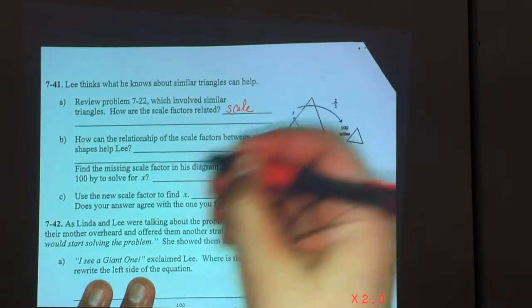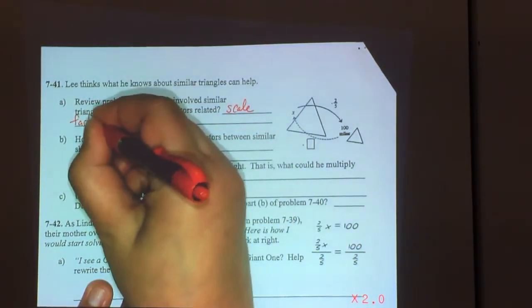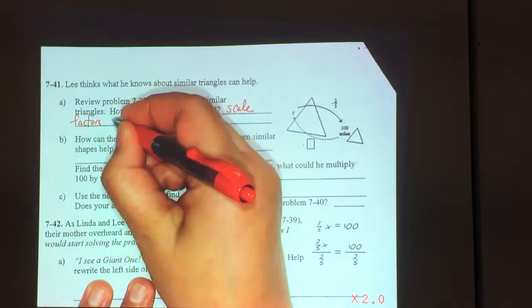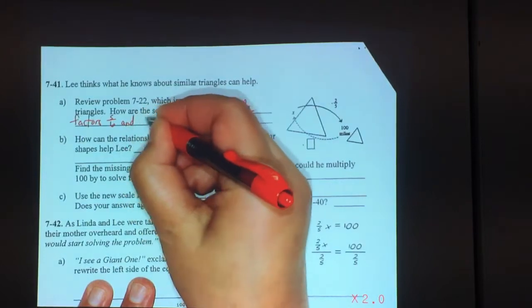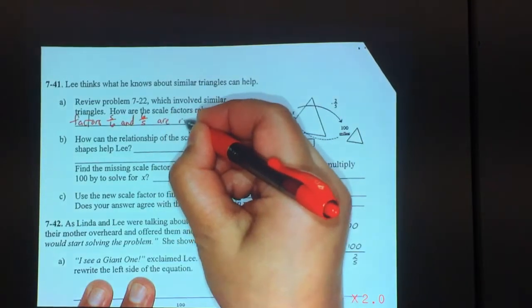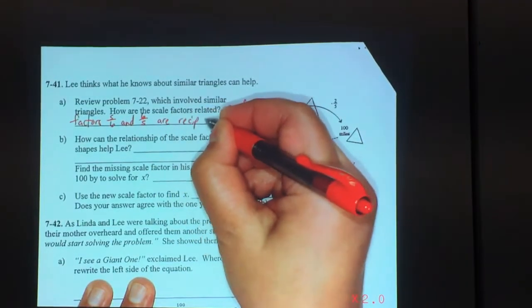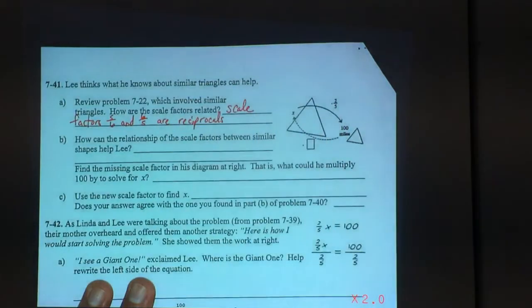Scale factors 5/6 and 6/5, that's a 6, are reciprocals. Remember, a reciprocal is when you take a fraction and you, in your guys' words, you flip it.